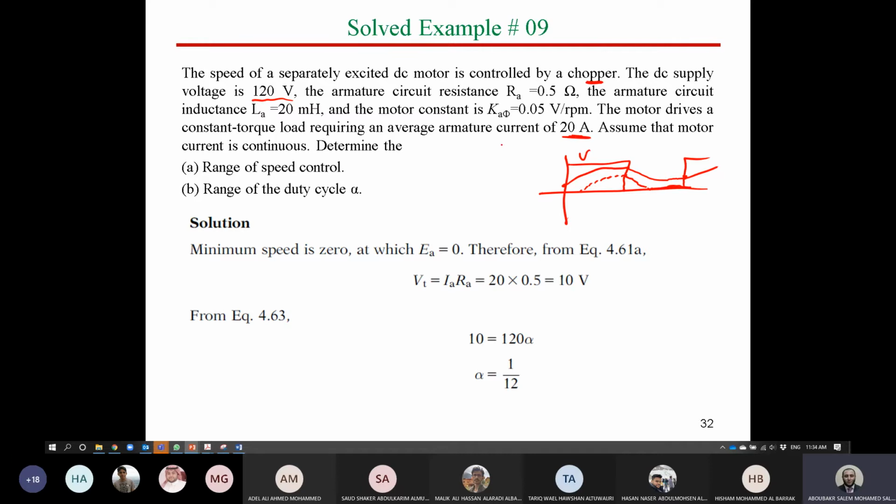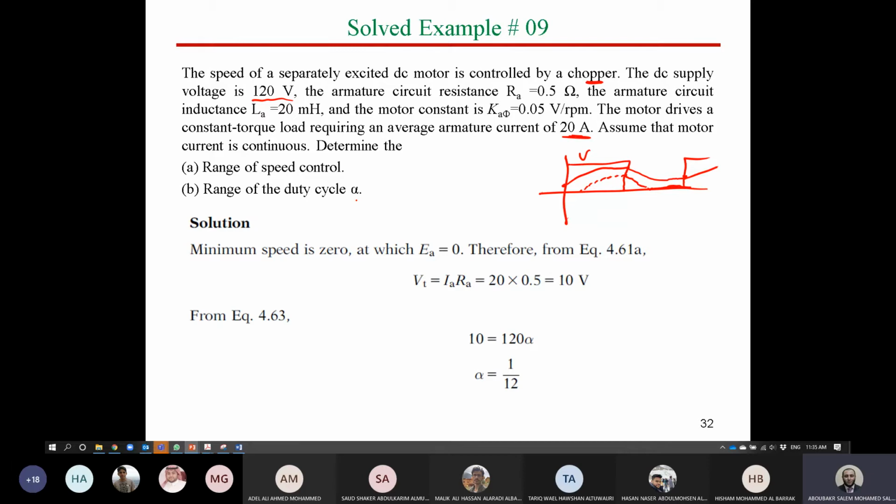What is the aim of this problem? Here, it's required to determine the range of speed control. So what is the minimum and maximum speed of the motor we can control using this circuit? And the range of duty cycle. Okay, this is a typical design problem, يا شباب. After we make the circuit, we need to recognize what is the value of minimum and maximum duty cycle in order to achieve minimum and maximum speed.